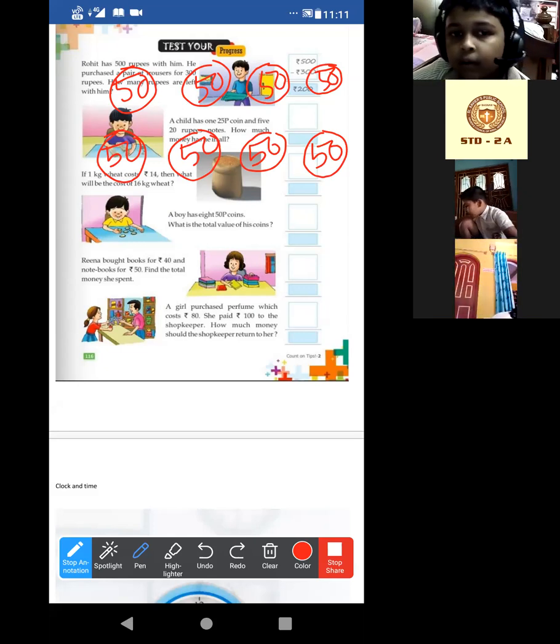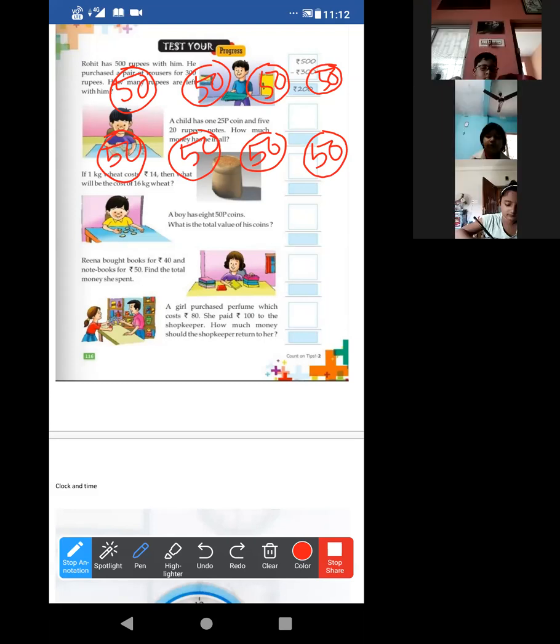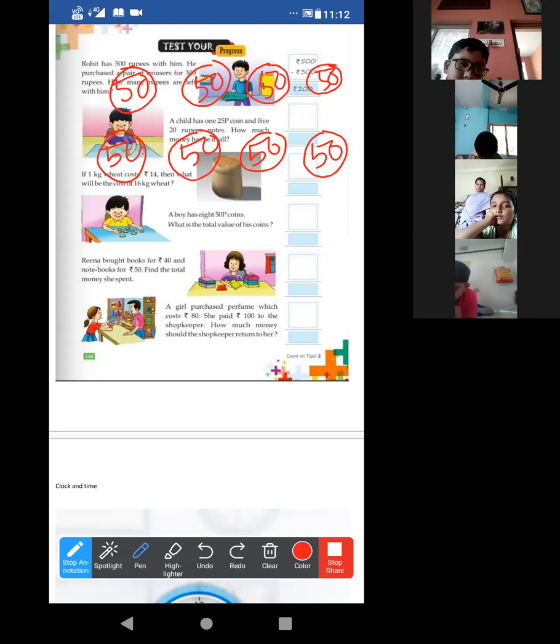Aditya, sit properly. Aditya, sit properly, yes.